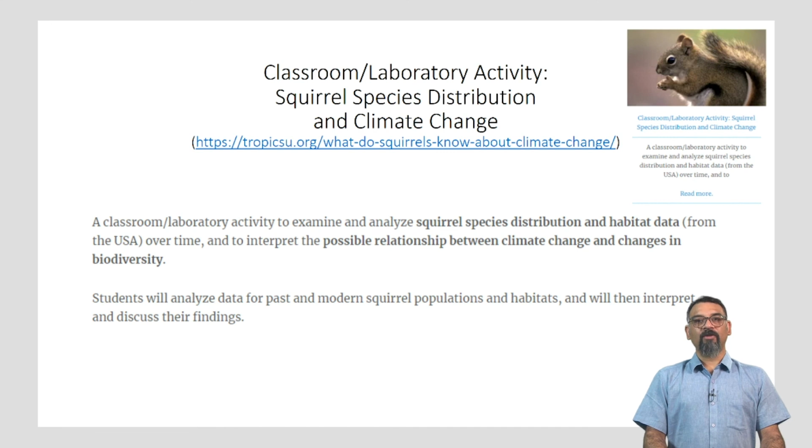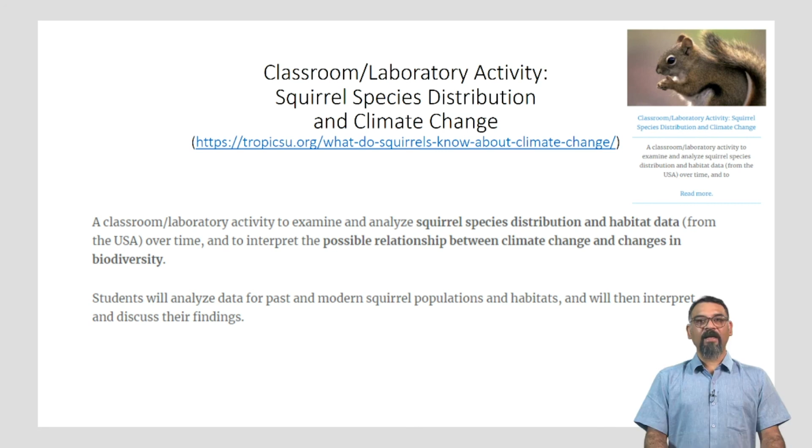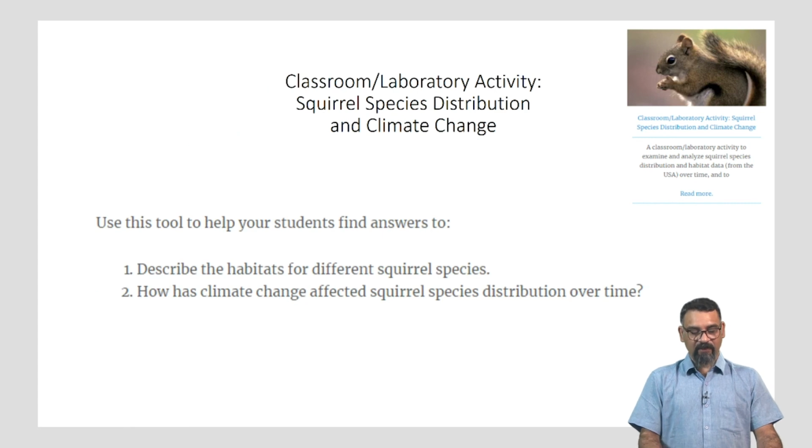You may also choose to use a teaching tool such as the one shown here, which is a classroom or lab activity titled Squirrel Species Distribution and Climate Change. This is a classroom lab activity to examine and analyze squirrel species distribution and habitat data from the US over time and to interpret the possible relationship between climate change and changes in biodiversity. Students will analyze data for past and modern squirrel populations and habitats and will then interpret and discuss their findings.